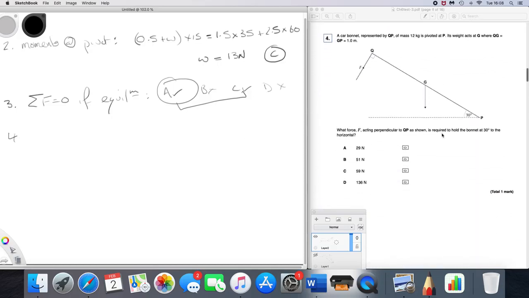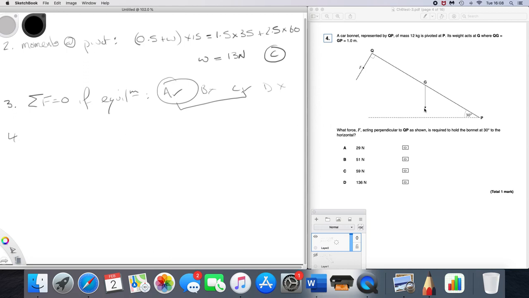A car bonnet represented by QP of mass 12 kilos is pivoted at P. Its weight acts at G, where OG equals GP equals 1 metre. So this is halfway between the two. What force F acting perpendicular to QP as shown is required to hold the bonnet at 30 degrees to the horizontal?